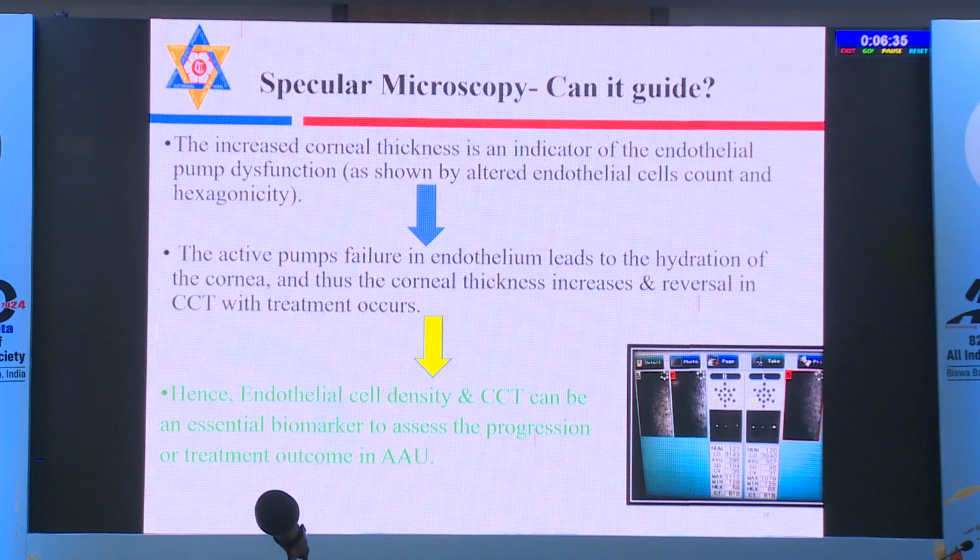could be markers in managing anterior uveitis, because we all know the increased corneal thickness is an indicator of endothelial dysfunction, which is shown by the altered endothelial count and the change in hexagonality. When there is failure in the endothelium, this leads to corneal hydration. This causes the increase in the corneal thickness, but that corneal thickness reverses and comes back to its normal state after the treatment. Hence, the endothelial cell count and the central corneal thickness can be an essential biomarker to assess the progression and treatment outcome in cases of acute anterior uveitis.